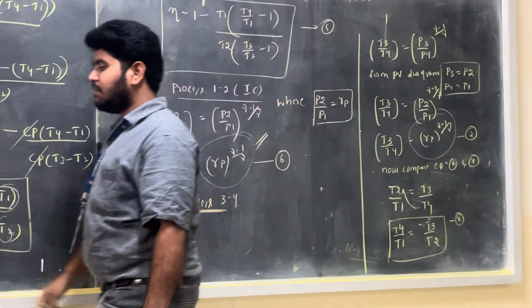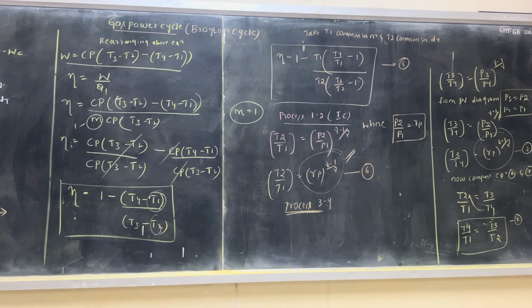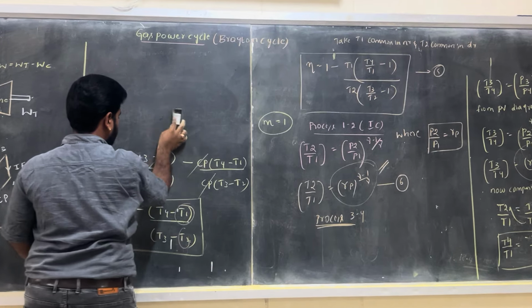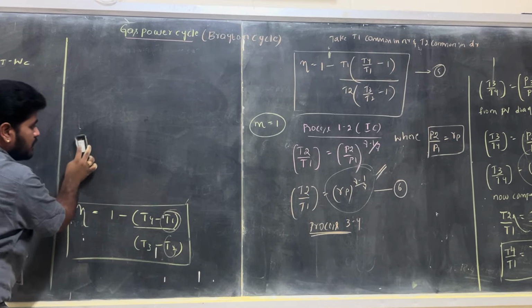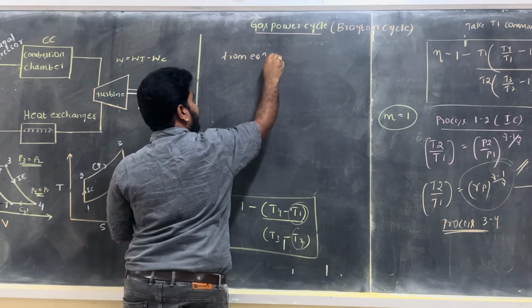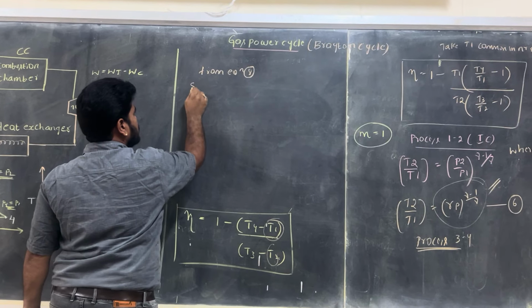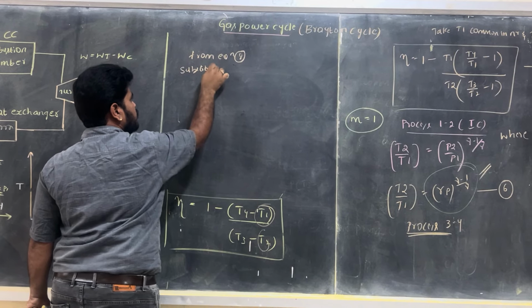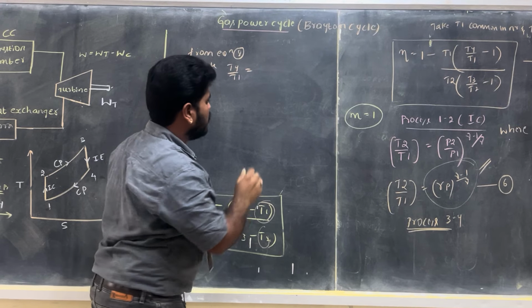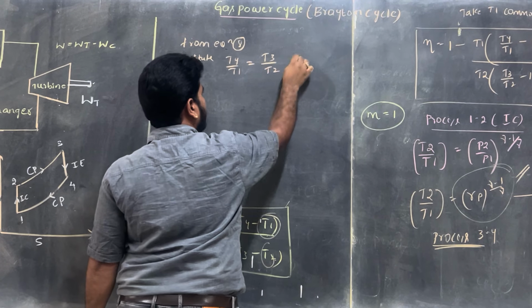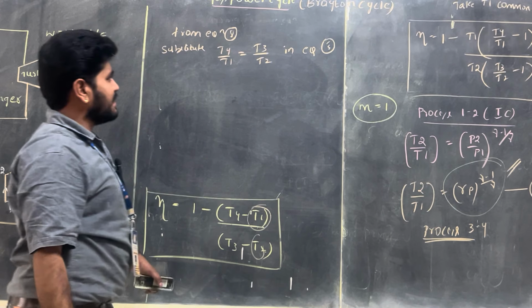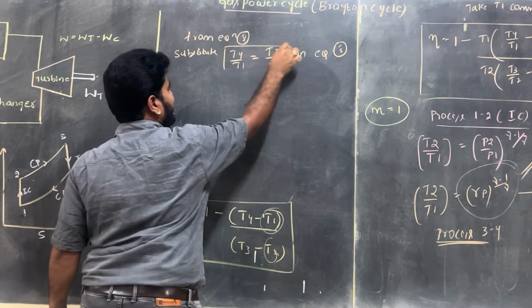Now from equation 8, substitute T4 by T1 is equal to T3 by T2 in equation 5. Now I substitute T4 by T1 is equal to T3 by T2 in equation 5.